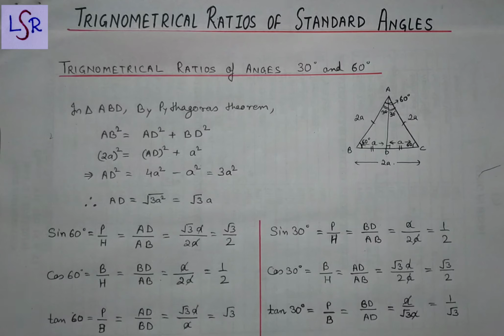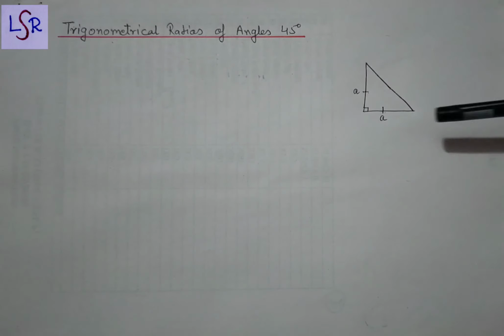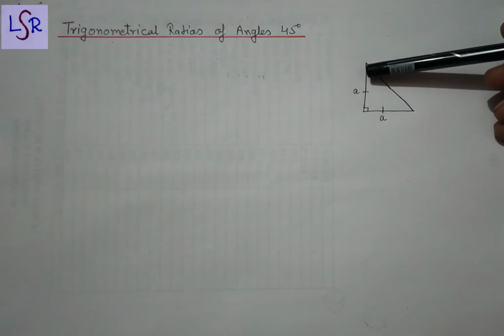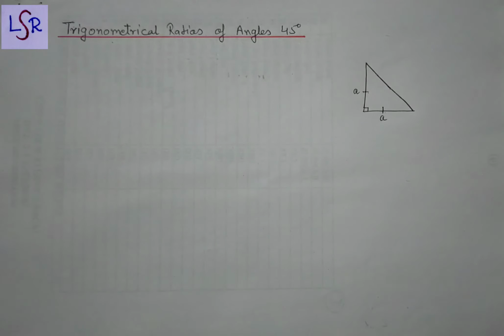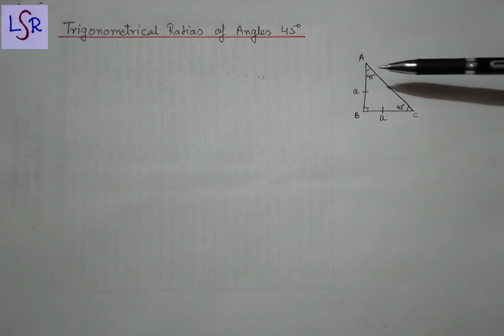Now let's find trigonometrical ratios for the angle 45. Now here for the trigonometrical ratios of angle 45, we will make an isosceles right angle triangle. Here we are having this triangle as an isosceles right angle triangle. Therefore, as this is a right angle triangle, these two angles will be equal, and that too of 45 degree each.